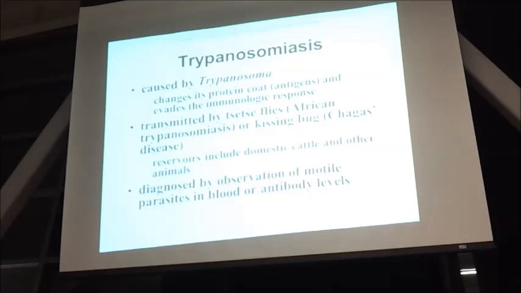So cattle, you see here, reservoirs include domestic cattle and other animals. So in parts of Africa, this is very, very significant because they can't keep the cattle alive. And then not being able to raise cattle in some areas means that there's not going to be good sources for meat, for protein, for nutrition. So it has more of an effect than just causing the disease in humans, but it has a very significant effect because of the difficulty in raising cattle.